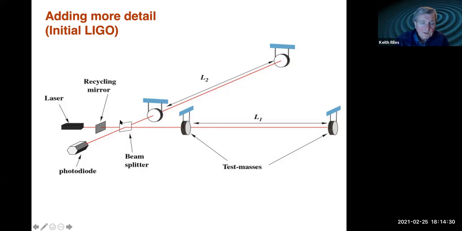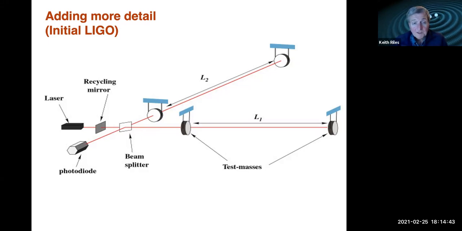There's also another mirror here called the recycling mirror. As you recall, the light normally is destructively interfering as it comes toward the photodiode, but what goes back toward the laser is naturally constructively interfering. And rather than just throwing that light away, you put another mirror right there so that the light goes right back into the interferometer. And in some sense, you convert the interferometer into one grand Fabry-Perot interferometer.